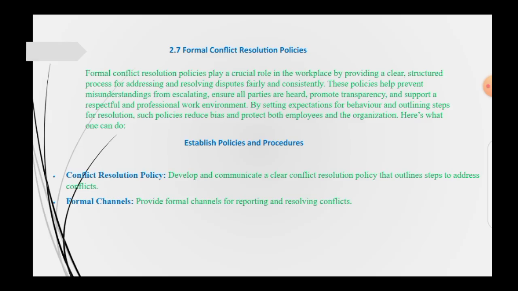Additionally, formal policies set expectations for respectful behavior, reinforce organizational values, and foster a culture of accountability and trust. In short, they are a proactive tool for maintaining harmony and productivity within the workplace. Okay, so this was it, and it's time to check our next sub-module, which is 2.8, Monitor and Evaluate.